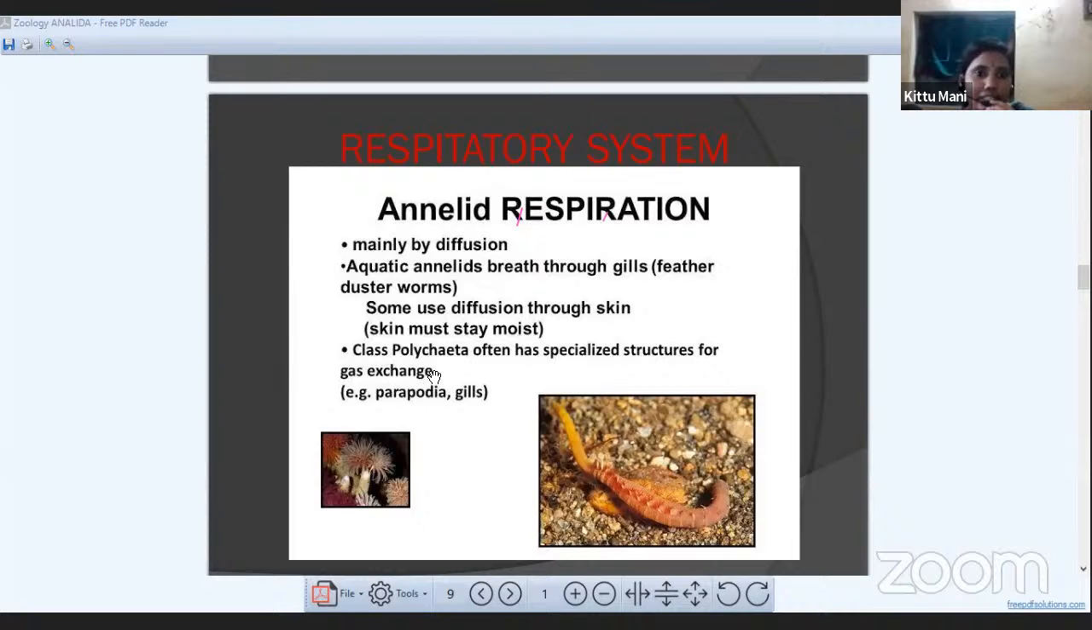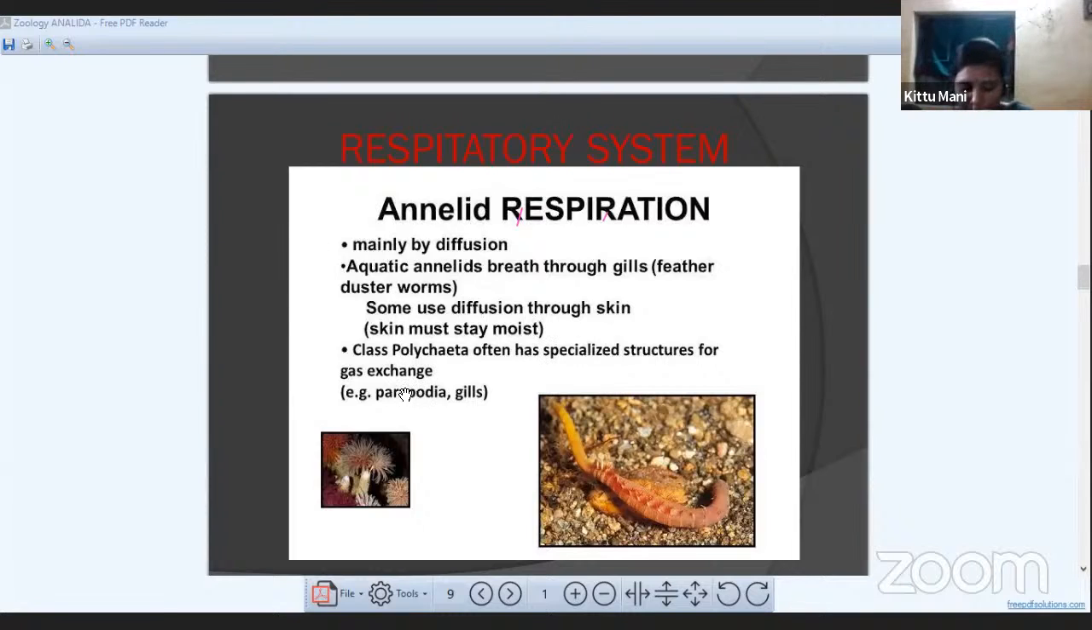Okay, here another important one. Class Polychaeta has specialized structures for gaseous exchange. That is called parapodia and gills. For example, Nereis. In Nereis, the parapodia are used not only for locomotion but also for respiration, meaning gas exchange. This is all about the respiration.